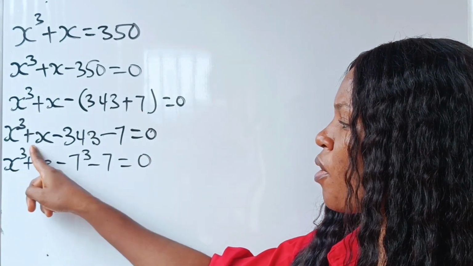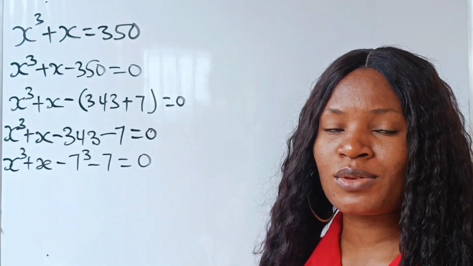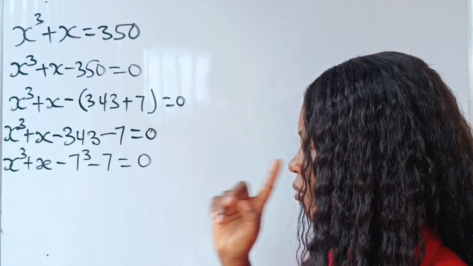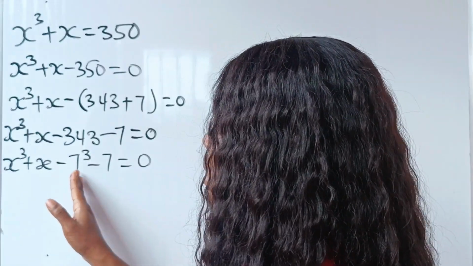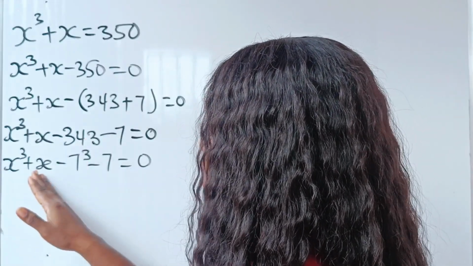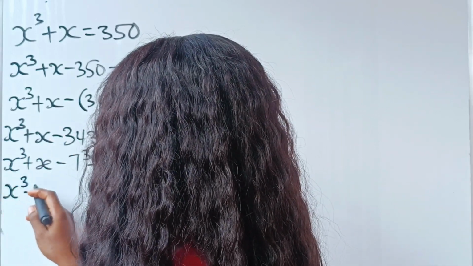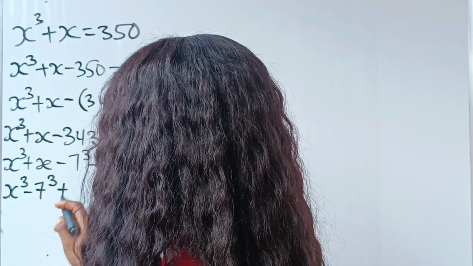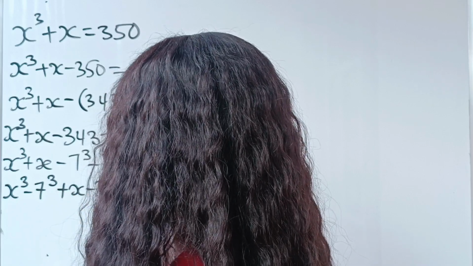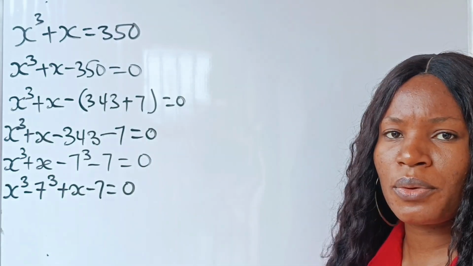So I have this to the power of 3 and this to the power of 3. That is what I was trying to explain. Okay, now let's bring this and this together, and then I transfer this to this side. So I will have x to the power of 3 minus 7 to the power of 3 plus x minus 7 is equal to 0.